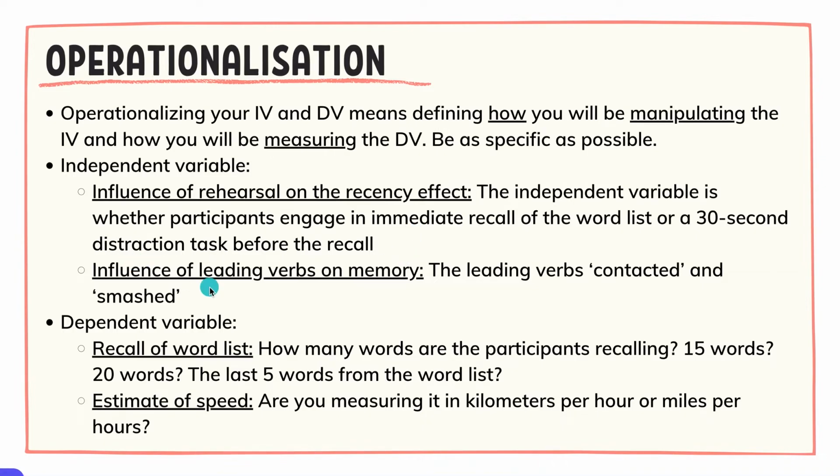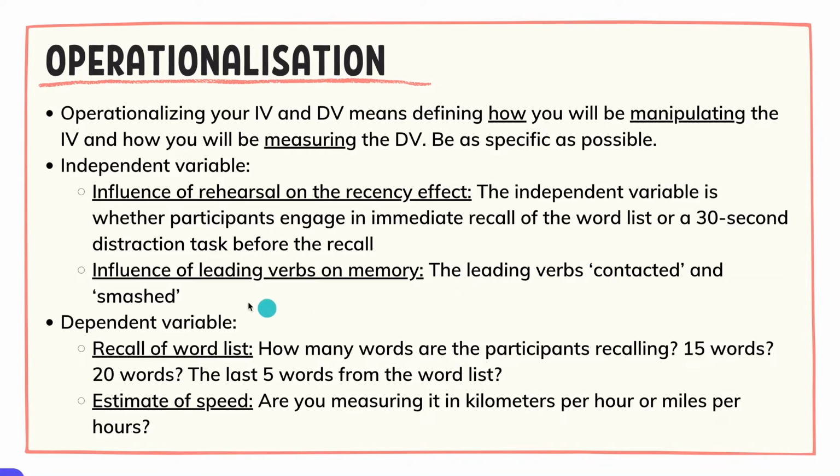Another example is Loftus and Palmer's research, where your aim is to investigate the influence of leading verbs on memory. So your independent variable then would be the leading verbs contacted and smashed. You can see how I have been as specific as possible. I haven't just said the leading verbs.